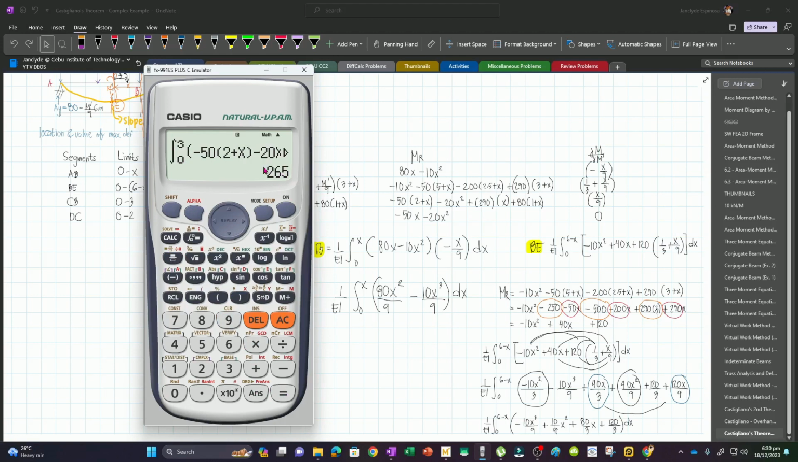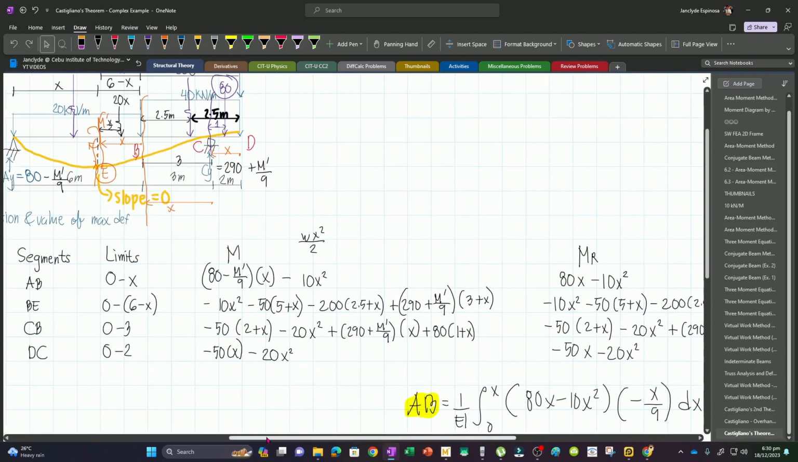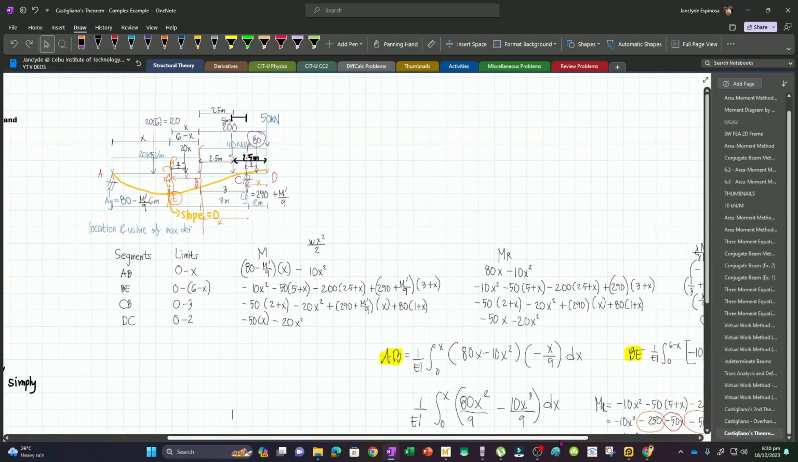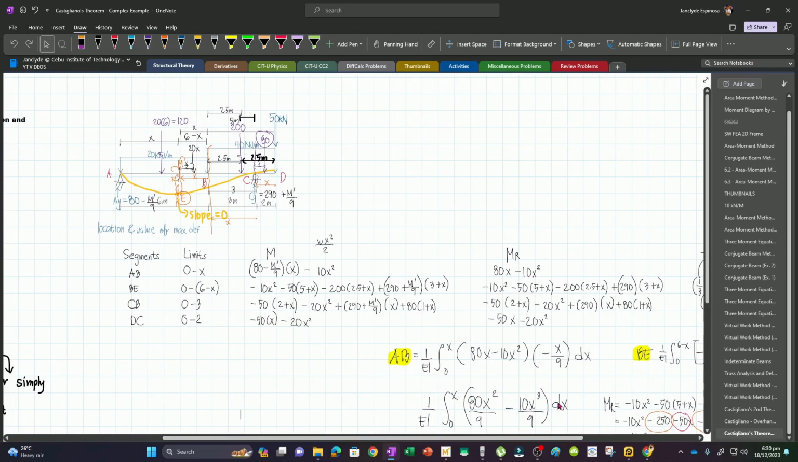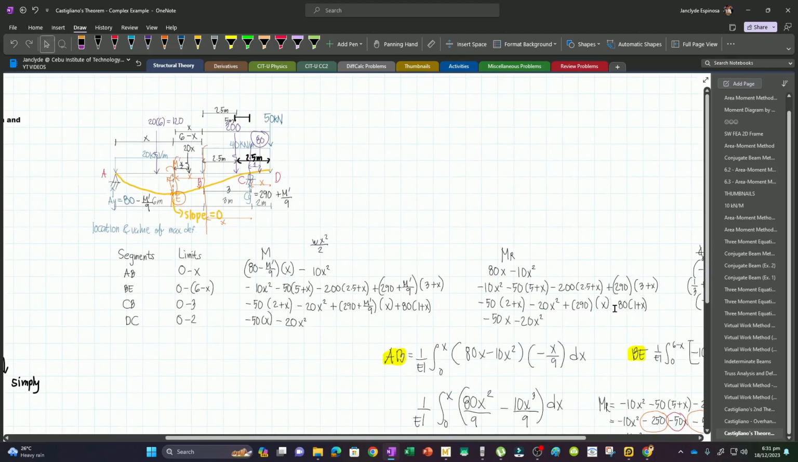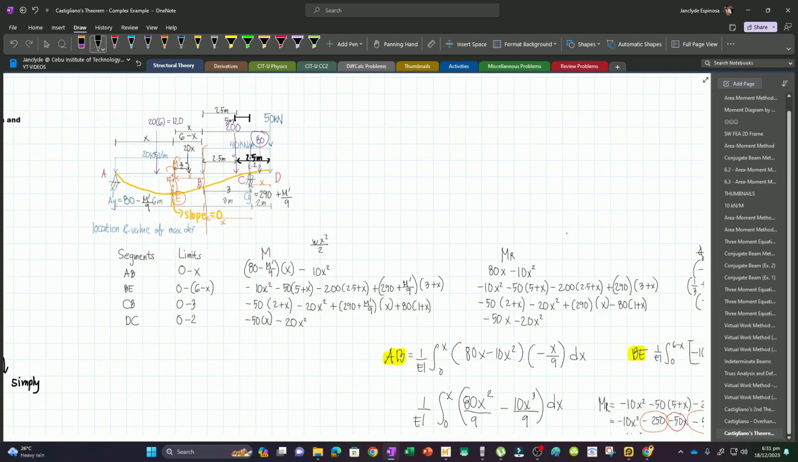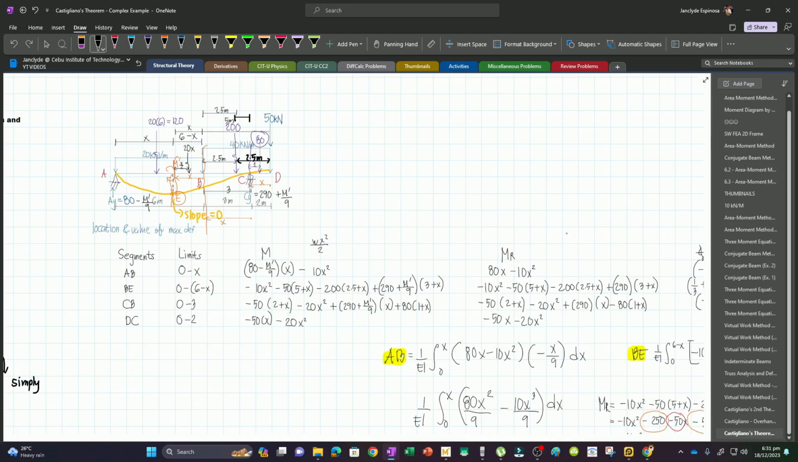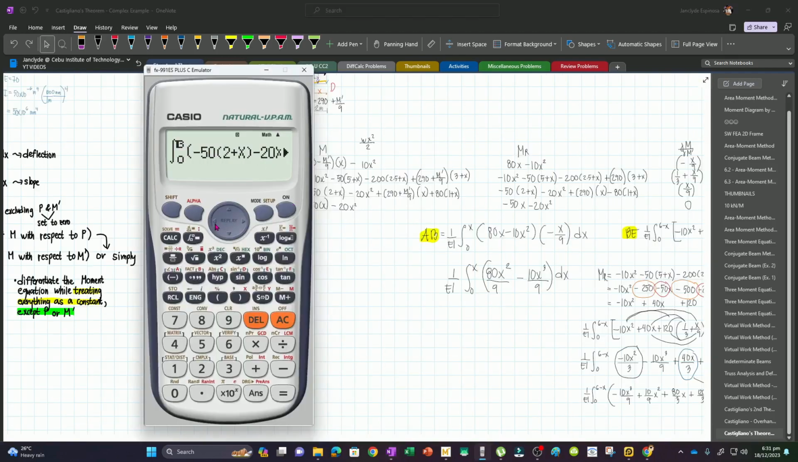Now, there might be some error because what I was able to compute earlier was 25. Now, let's try to check. For segment CB, we have negative 20x squared, and then minus 50 times 2 plus x, and then plus 290 times x, plus 80 times 1 plus x. Okay, this should be minus because again our origin is from the right, and so clockwise movements will be negative. This 80 kN resultant will cause a clockwise movement about B, so take note of this. Now let's just change this one. The sign here should be negative, and so that will be 25.